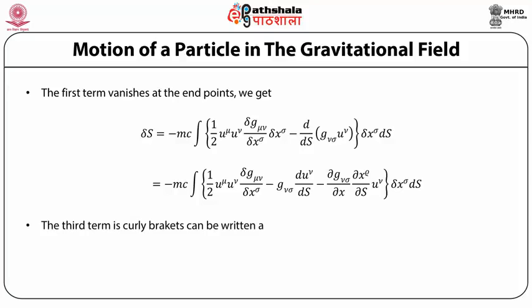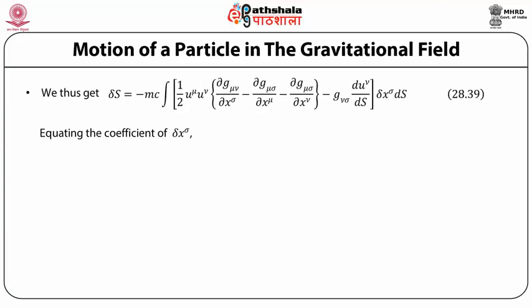The third term in the curly brackets can be written as minus ∂g_νσ/∂x^ρ u^ρ u^ν, which is equal to minus 1/2 u^μ u^ν times (∂g_μσ/∂x^ν + ∂g_νσ/∂x^μ). We thus get δs equal to minus mc times the integral of 1/2 u^μ u^ν within the brackets (∂g_μν/∂x^σ minus ∂g_μσ/∂x^ν minus ∂g_νσ/∂x^μ) minus g_νσ du^ν/ds, times δx^σ ds.